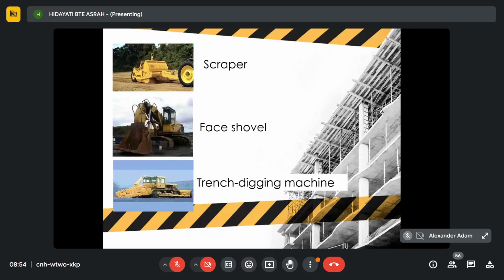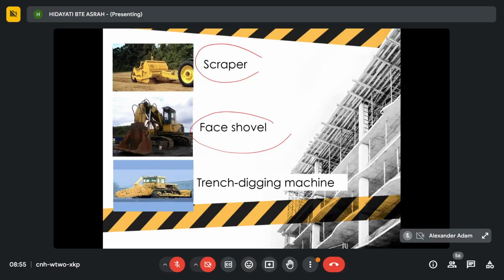Okay, the face shovel, this one is usually used in excavation. It is an excavation machine to excavate any type of soil, including rock. Okay, after blasting, you want to remove the rock, you want to excavate, so you use this face shovel.